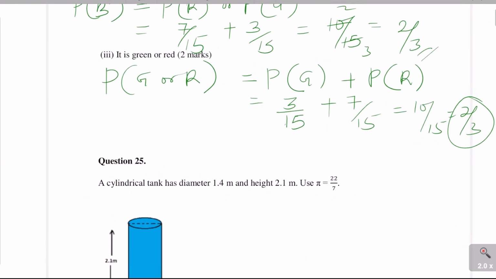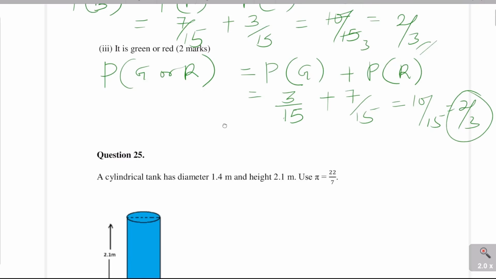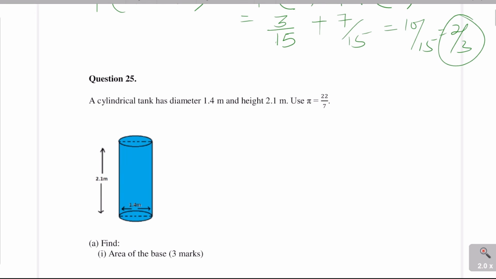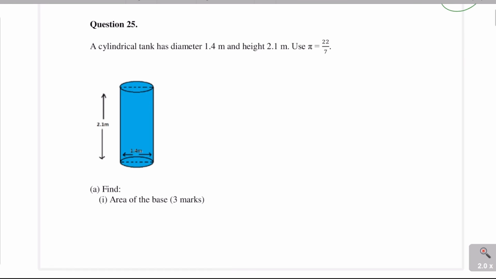Question 25. A cylindrical tank has a diameter of 1.4 meters and height 2.1 meters. Use pi equals 22 over 7. So the diagram is there. Part A, find one, the area of the base.